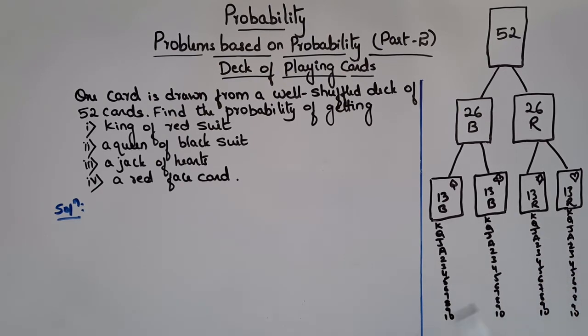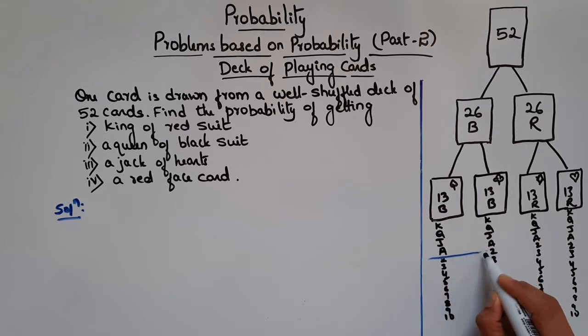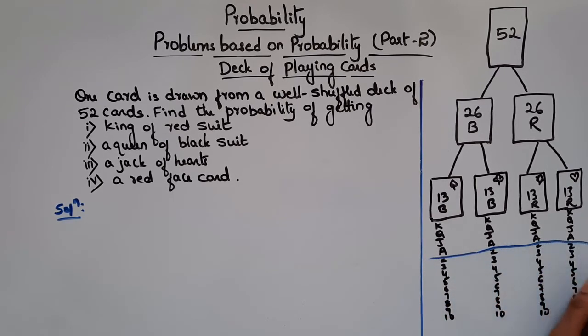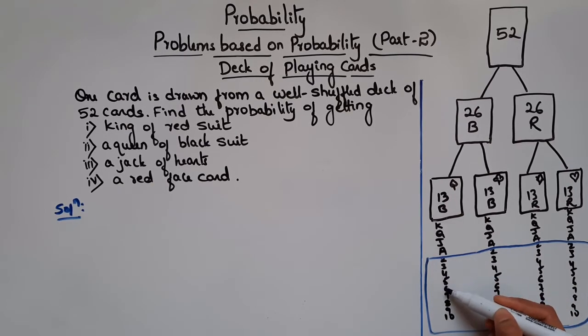Now these sets of cards, which are from numbers, are called digit cards. So how many digit cards do we have? 1, 2, 3, 4, 5, 6, 7, 8, 9. 9 into 4, so 9 into 4 will give you 36. So we have 36 digit cards.